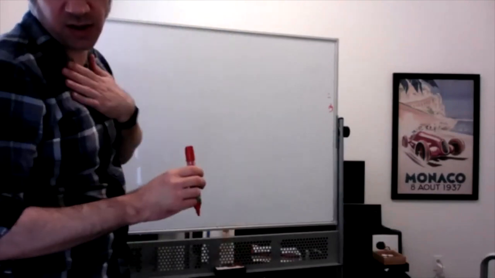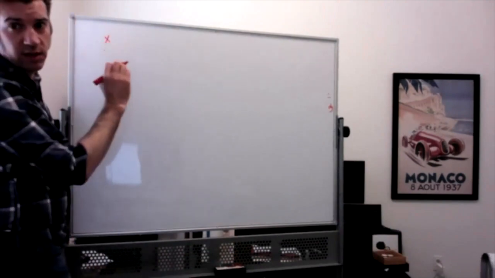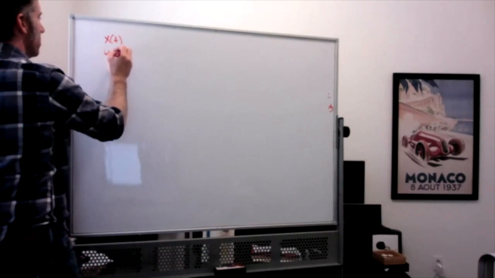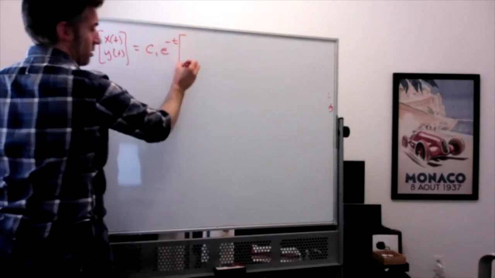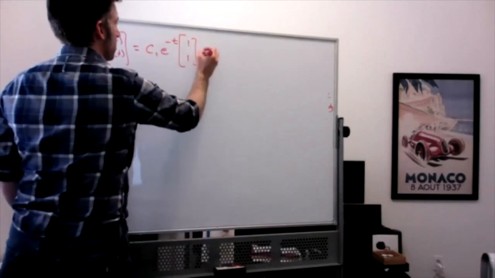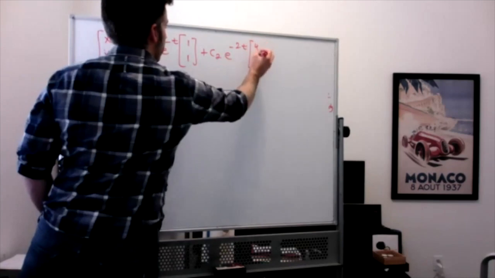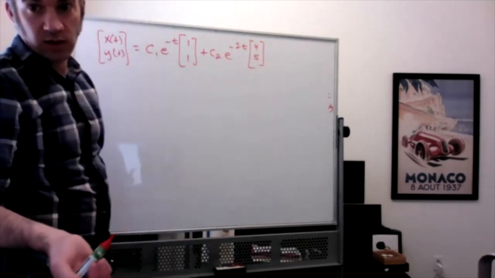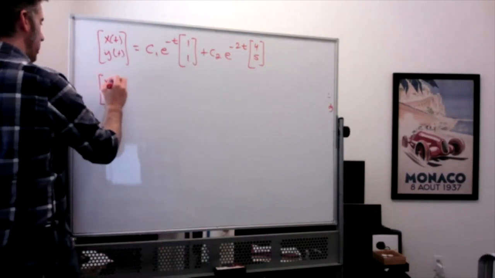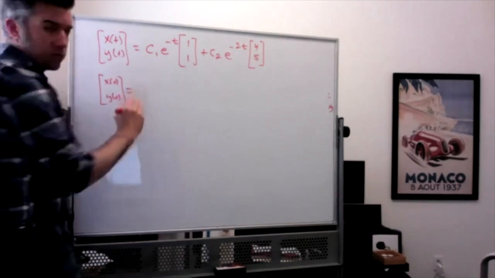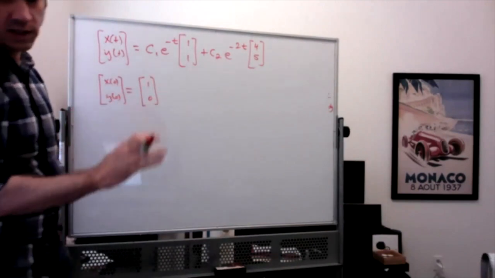You were given that x of t, y of t had the general solution c1 e to the minus t times (1, 1), plus c2 e to the minus 2t times (4, 5). This was the general solution to a system of equations, and the initial conditions were that x of 0 and y of 0 were equal to (1, 0). So this first part wasn't an error.